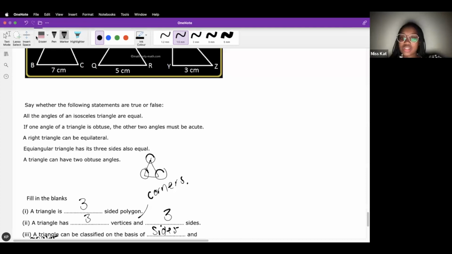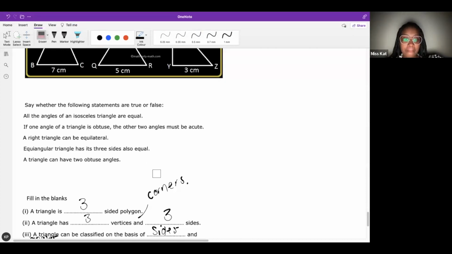Prince, what type of triangle is that one? Nope, not time for a break. Say whether the statements are true or false. Let me number them quickly. A, B, C, D, E. All angles of an isosceles triangle are equal. My S looks like a 5. So number 1 is false.